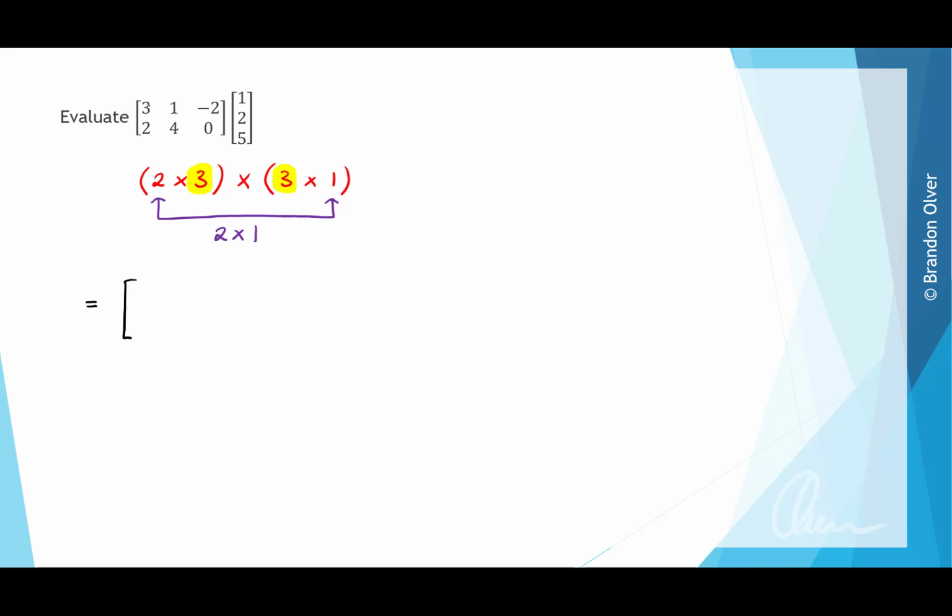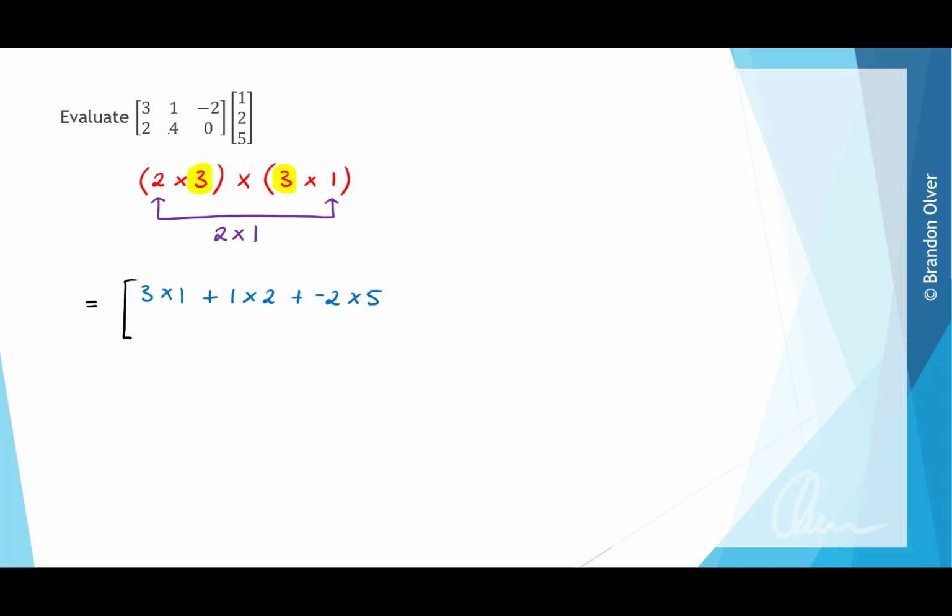So the first entry is found by taking the first row and multiplying it by the first column of the second matrix. So we multiply 3 by 1, we multiply 1 by 2, and we multiply -2 by 5. So we have 3 times 1 plus 1 by 2 plus -2 times 5.